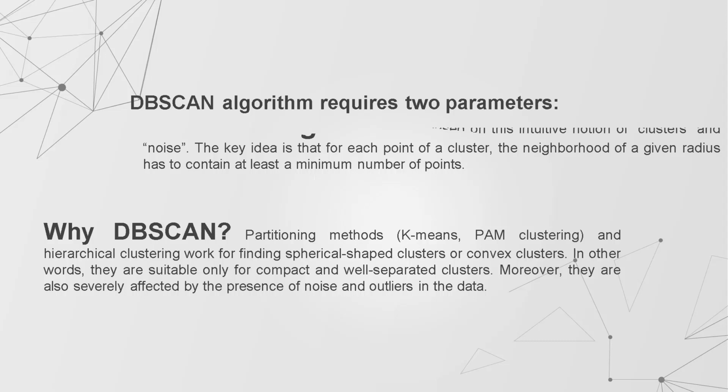Now, why DBSCAN? Partitioning methods, k-means and PAM clustering, and hierarchical clustering work for finding spherical-shaped clusters or convex clusters. In other words, they are suitable only for compact and well-separated clusters. Moreover, they are also severely affected by the presence of noise and outliers in the data.